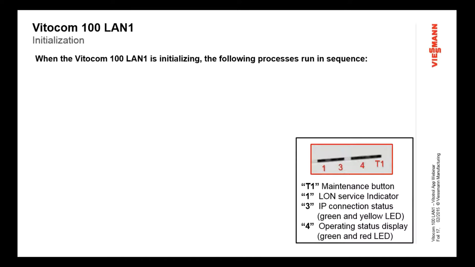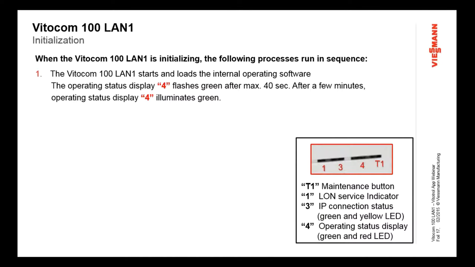When we establish the control, there are some things that are going to happen. So we're going to do a participant check, and it's going to check everybody. So again, what's going to happen is you're going to see that number 4 indicator light flash. And then after a few minutes, it's going to illuminate green.